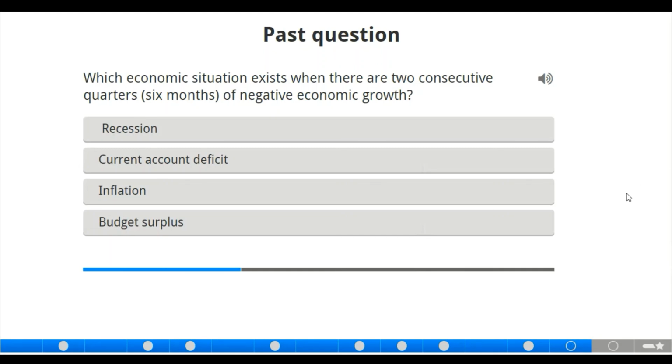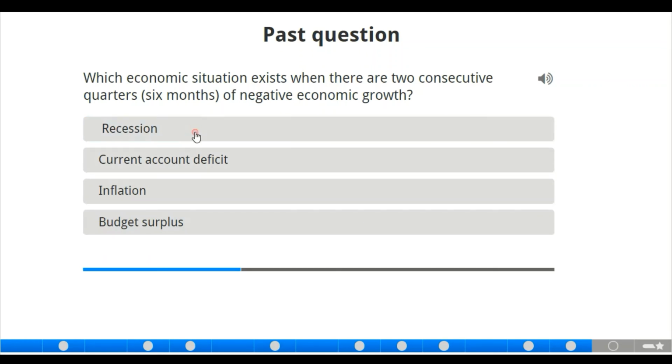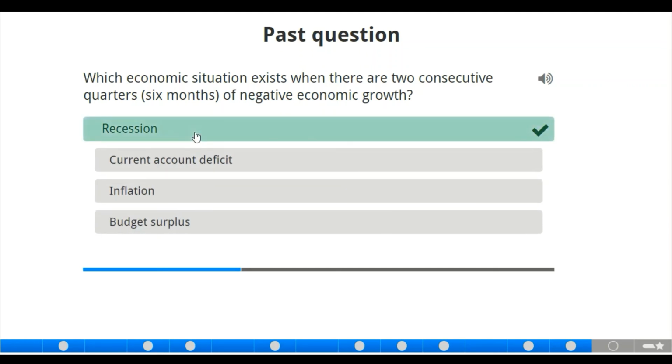Which economic situation exists where there are two consecutive quarters, that is 6 months, of negative economic growth? What does that mean? We mean what? Recession, according to our definition of recession. Now we have the options here to be recession, current account deficit, inflation, or budget surplus. Of course, our answer is recession.